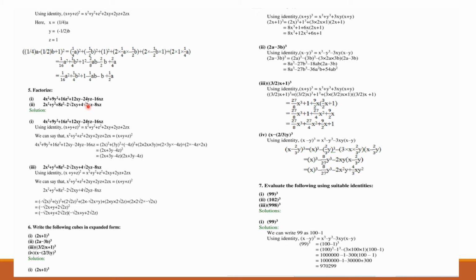Just see here. 24yz negative, 16xz negative means z is negative because z is common in both, or y and x both are negative. So we can do any of the things. We can put z as negative or x and y both as negative. If x and y both are negative, then these two terms are negative. If z is negative, then also they can be negative. Just see how we have solved. We have split it up, and this is the square of (2x plus 3y minus 4z) whole square.